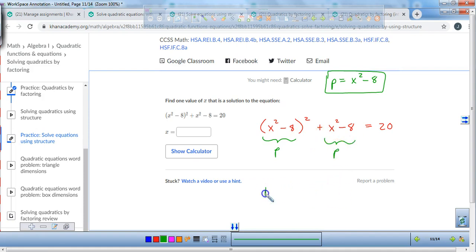Now when you do that, this becomes p squared. This just becomes plus p. And then you have equals 20. So we have a quadratic. It's a lot easier to look at now as just a regular quadratic. Now whenever you're solving quadratics, you got to set them equal to 0. So what we're going to do is subtract 20 from both sides.